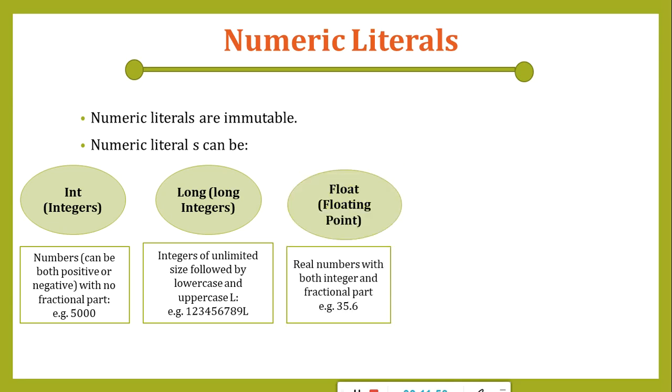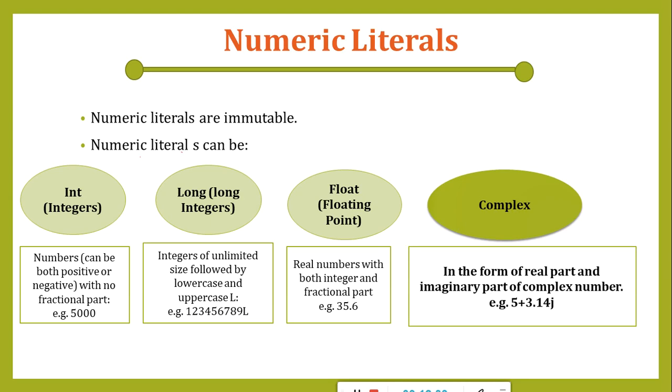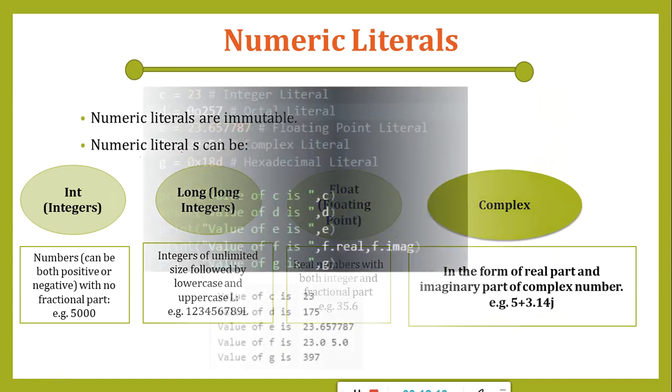One more concept is called a complex number. Everyone knows that when we have a real and an imaginary part in a number system, we simply call it a complex number. Here 5 is the real part, whereas 3.14j is the imaginary part of this complex number. So we can also have this number system under the numeric literals, which is called complex.